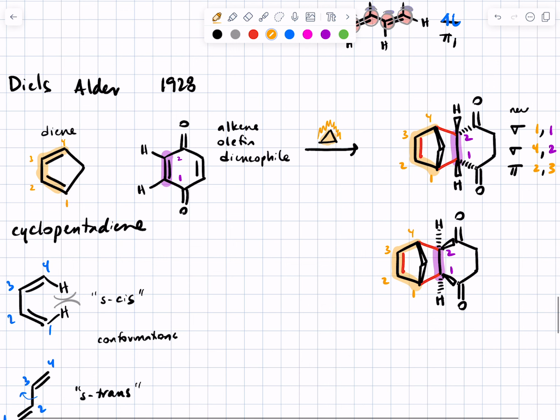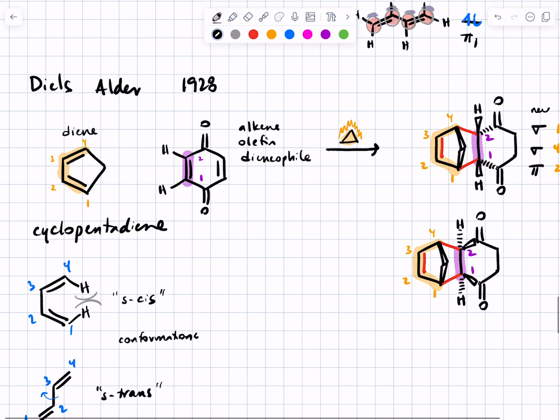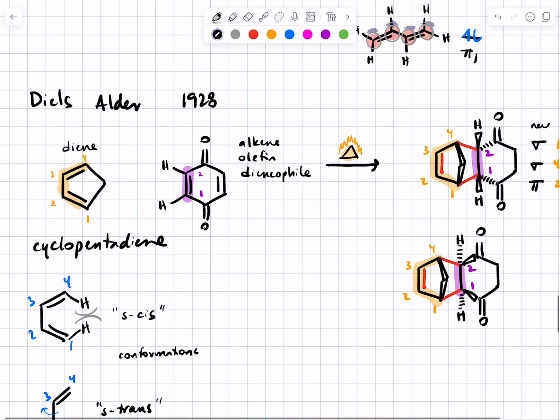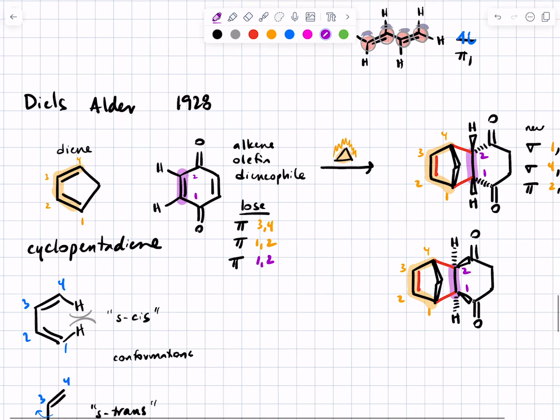Let's look at what we lose. We lose the pi bond between carbons 3 and 4 of the diene. We lose the pi bond between carbons 1 and 2 of the diene. And we lose the pi bond between carbons 1 and 2 of the dienophile.